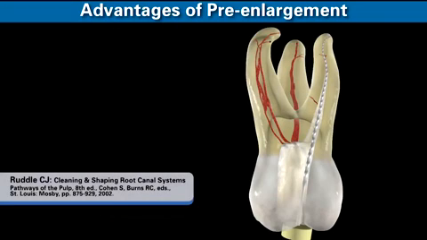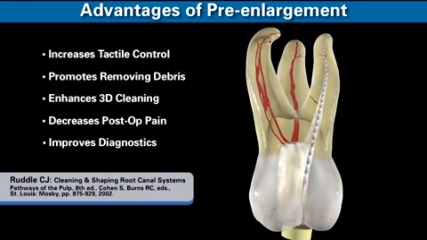There are many advantages to pre-enlargement, and I've written extensively about this, and you're welcome to go to my website or this textbook to learn more about it. If we pre-enlarge a canal, we have a lot more apical one-third control with our hand files. The irrigant in a pre-enlarged canal is there in sufficient volume that it can penetrate, circulate, and begin cleaning into the uninstrumented portions of the root canal space.